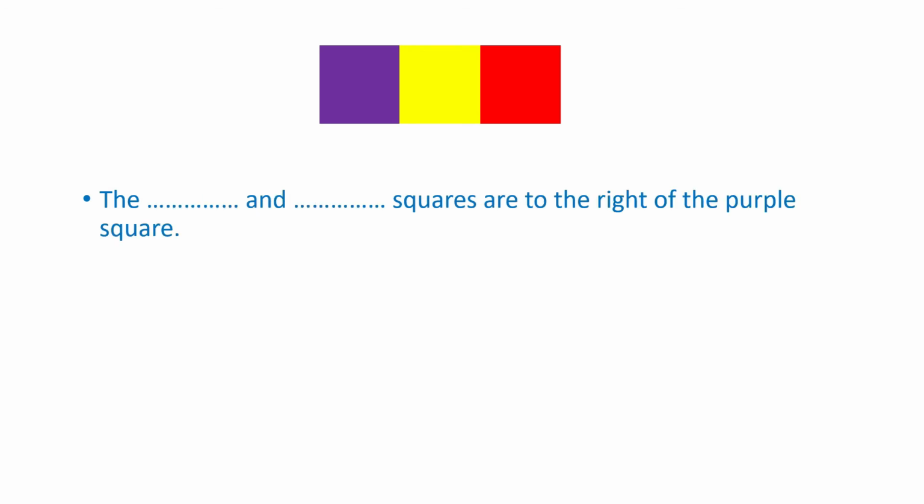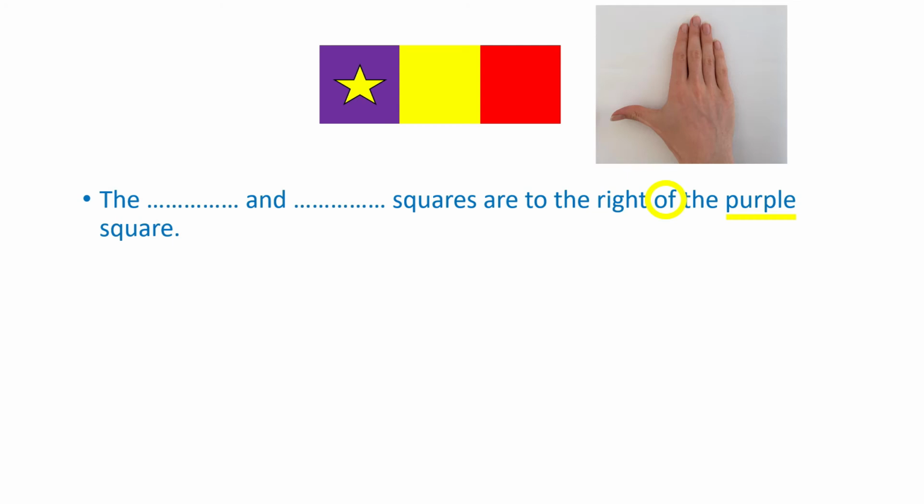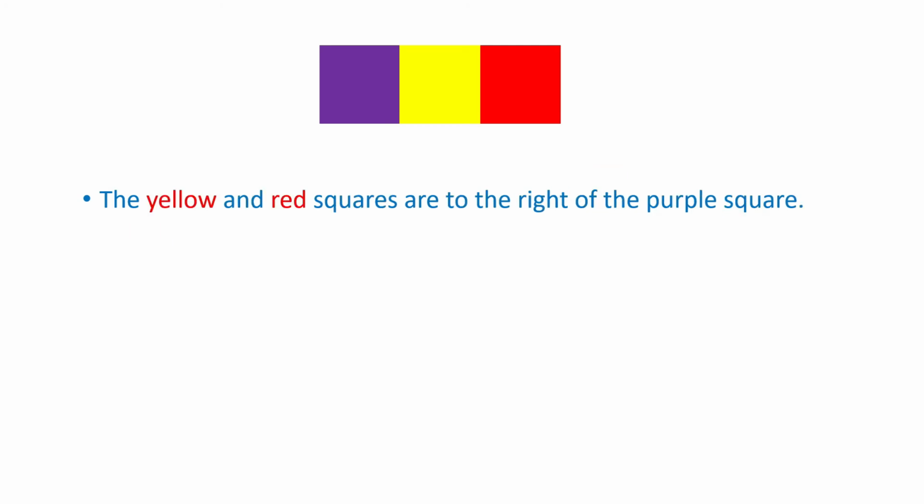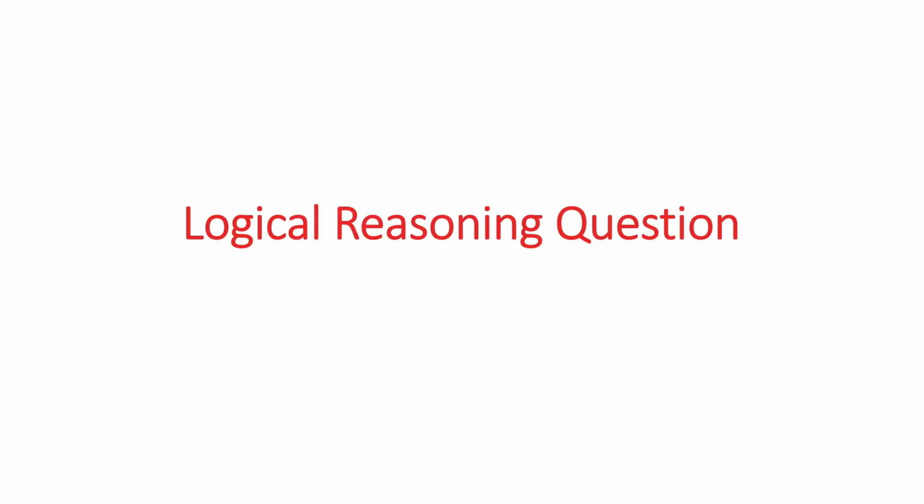The something and something squares are to the right of the purple square. So if we start at the purple and move towards the right, we would go past the yellow and the red squares. So they're the colours we write in our spaces.